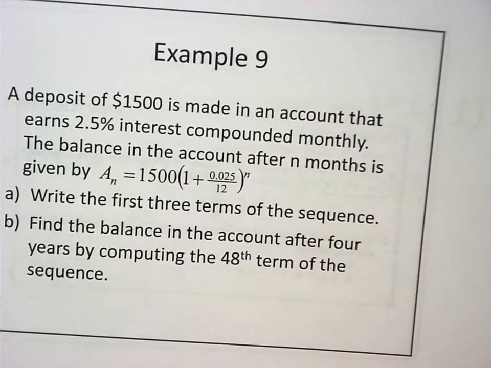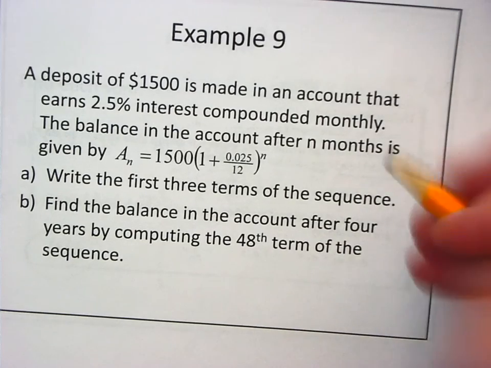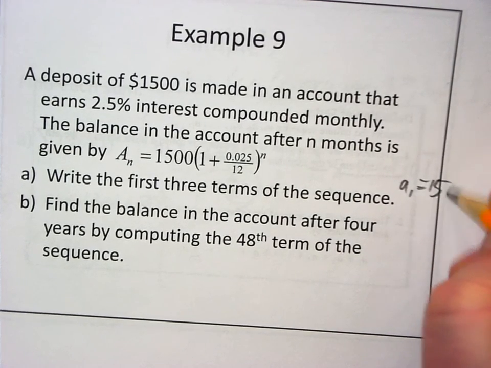For this, a deposit of $1,500 made into an account that earns 2.5% interest compounded monthly. Balanced in the account after n months is given by this formula. Write the first three terms of the sequence. Well, what's the first term of the sequence? $1,500. Yeah, so a sub 1 is 1,500. Go ahead and find the next two.